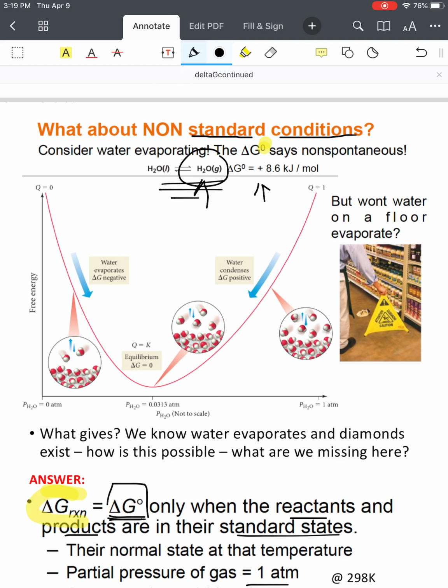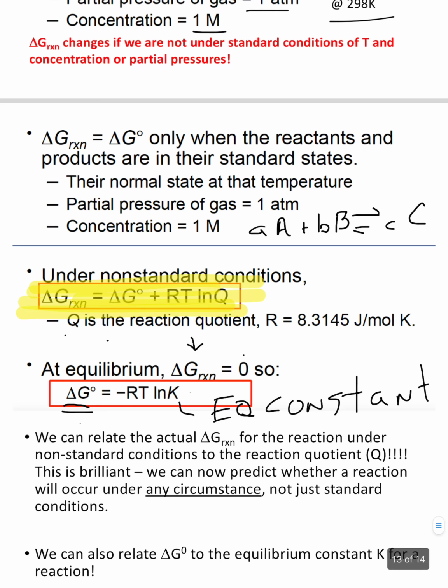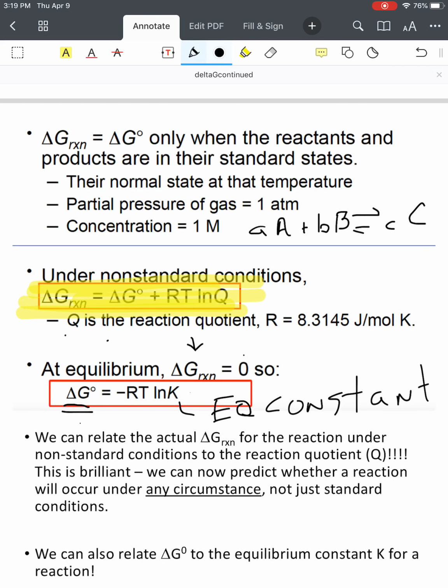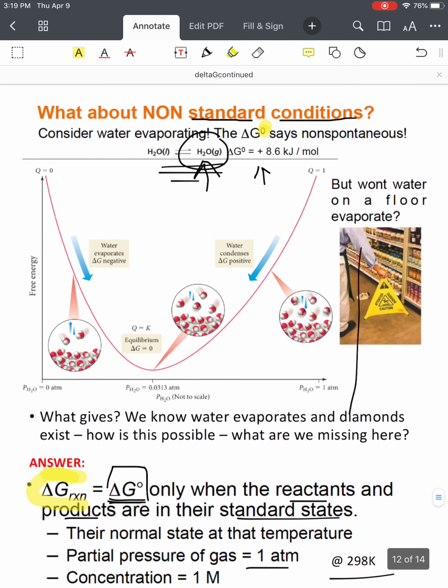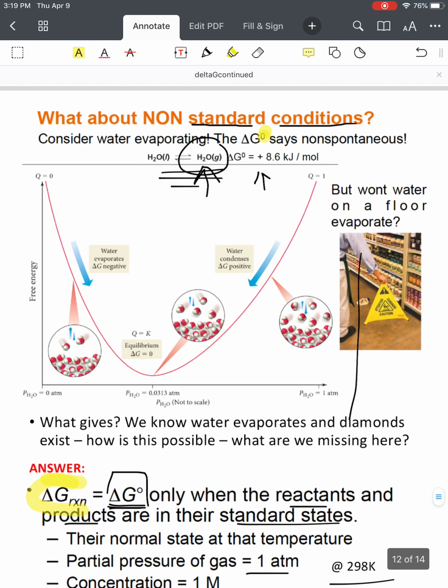But when water evaporates, it's because the partial pressure in the gas phase is not 1 bar or 1 atmosphere. It's much, much, much lower than that. So if you use this equation on the next slide to predict the spontaneity even under those conditions of much lower partial pressure, you would find that it would be spontaneous, okay? The evaporation of water would be spontaneous at far lower partial pressures of H2O gas.